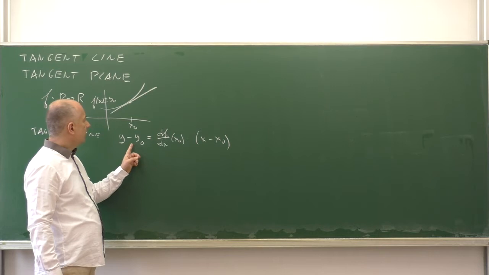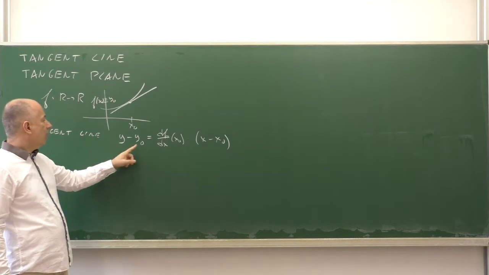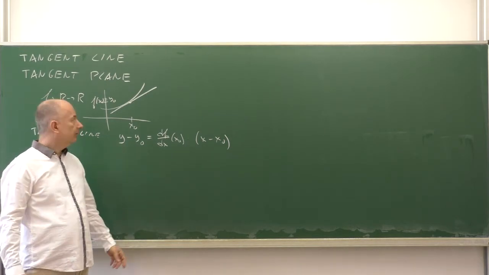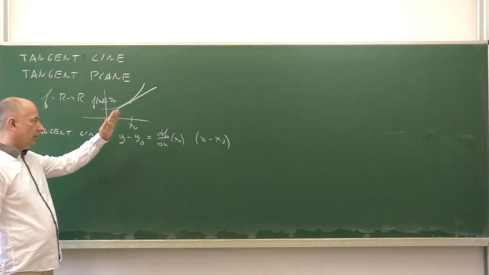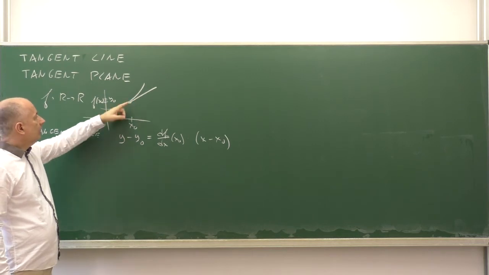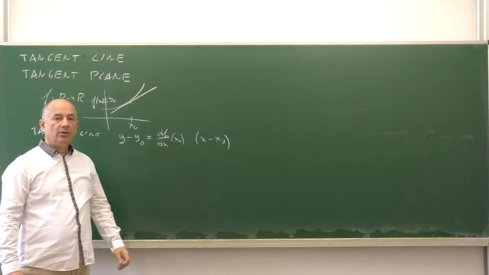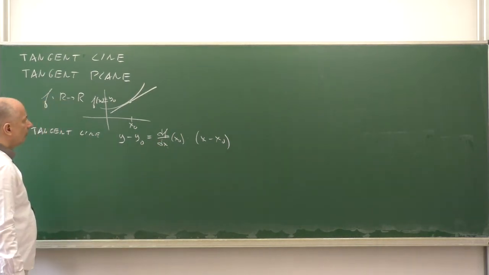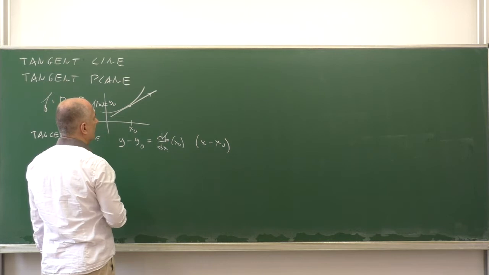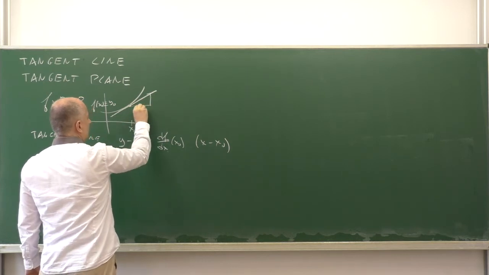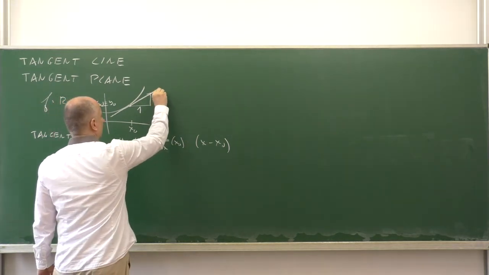And this is satisfied because if x is x0, we have 0 on the right, and if y is y0, we have 0 on the left. So this line goes indeed through this point. And we want the slope of the line to be equal to the slope of the graph of the function, and this is done by this coefficient. Also, we can consider a directional vector, say with the first component being 1 and the second component being the derivative.